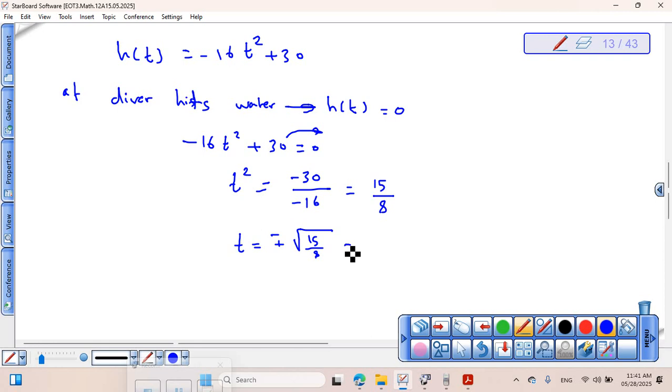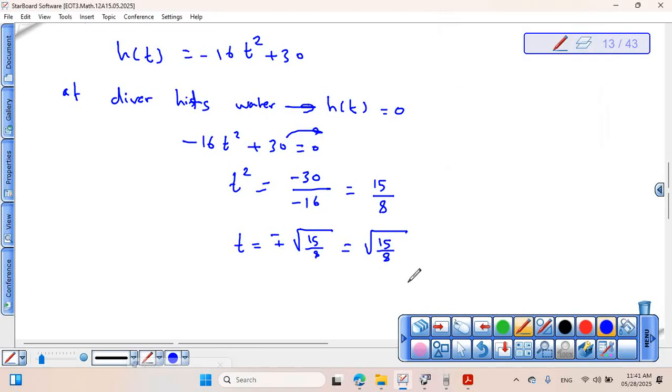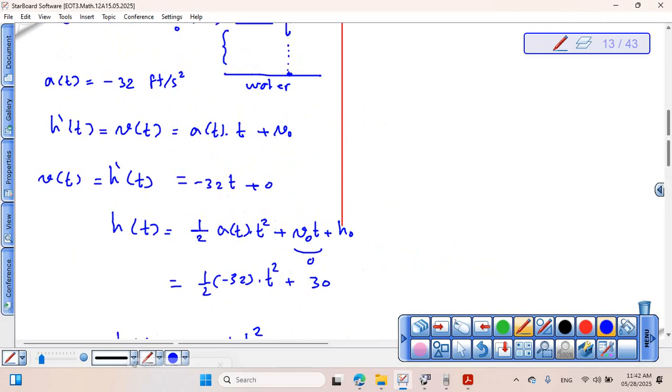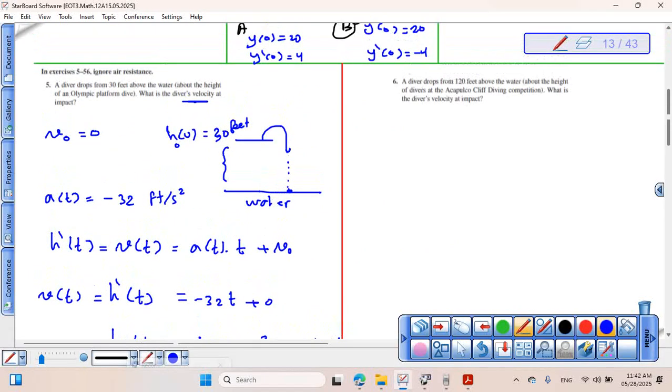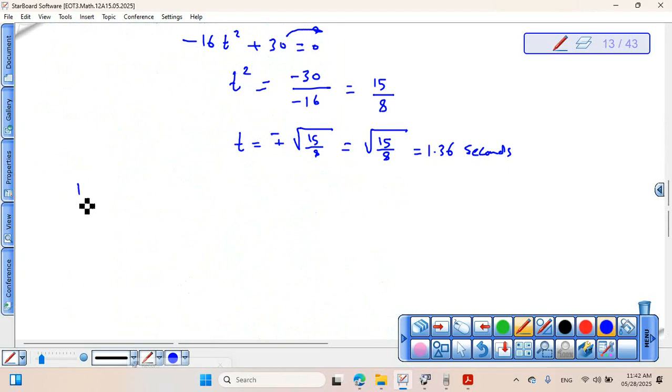This equals radical 15 over 8. You can use a calculator. The answer is 1.36 seconds needed for the diver to hit the water. But the question is, what is the diver's velocity? Just substitute this time into h prime at any time.